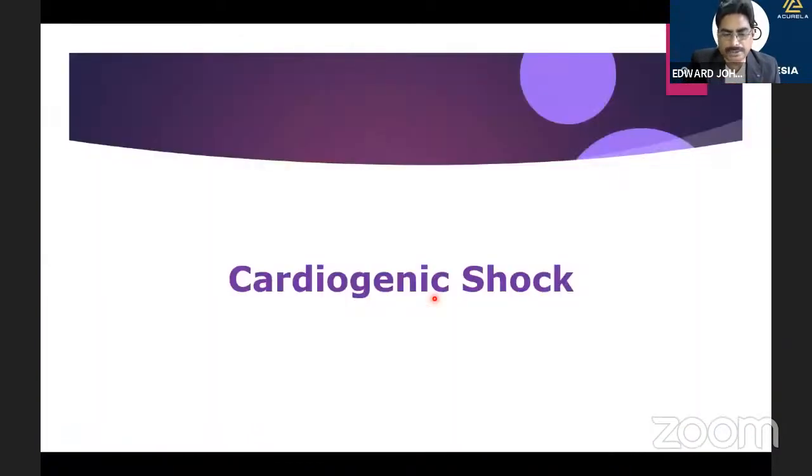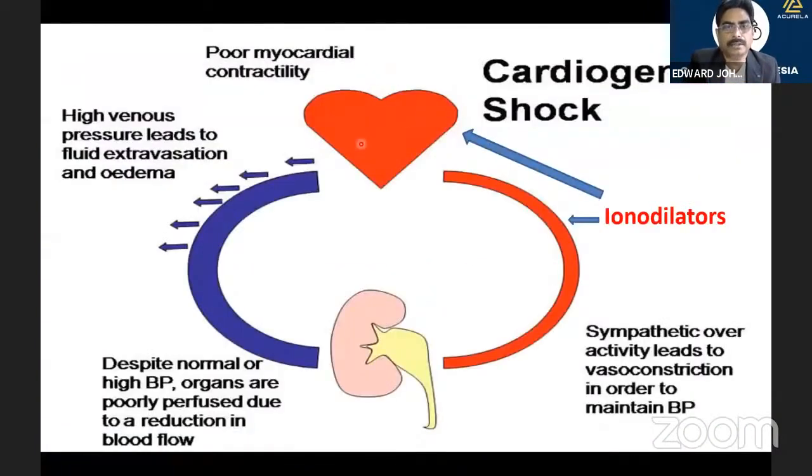So coming to the cardiogenic shock, here there is a pump failure, that is, effective cardiac contraction is not there. So already I told you, blood pressure is cardiac output into systemic vascular resistance. When cardiac output reduces, your systemic vascular resistance increases. So there will be sympathetic stimulation and there will be intense vasoconstriction.